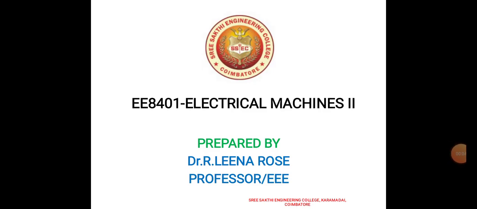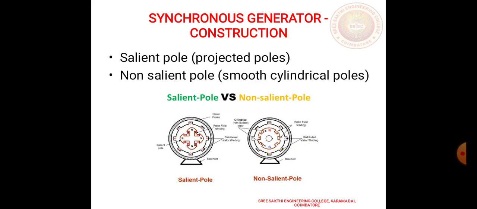Today we are going to see some topics from unit 1, that is synchronous generator. First topic is about construction of synchronous generator. Synchronous generator consists of a stator and a rotor, and it is classified into two types based on its rotor construction: salient pole and non-salient pole. Salient poles have projected poles and non-salient pole have smooth cylindrical surface, hence it is called as smooth cylindrical poles.